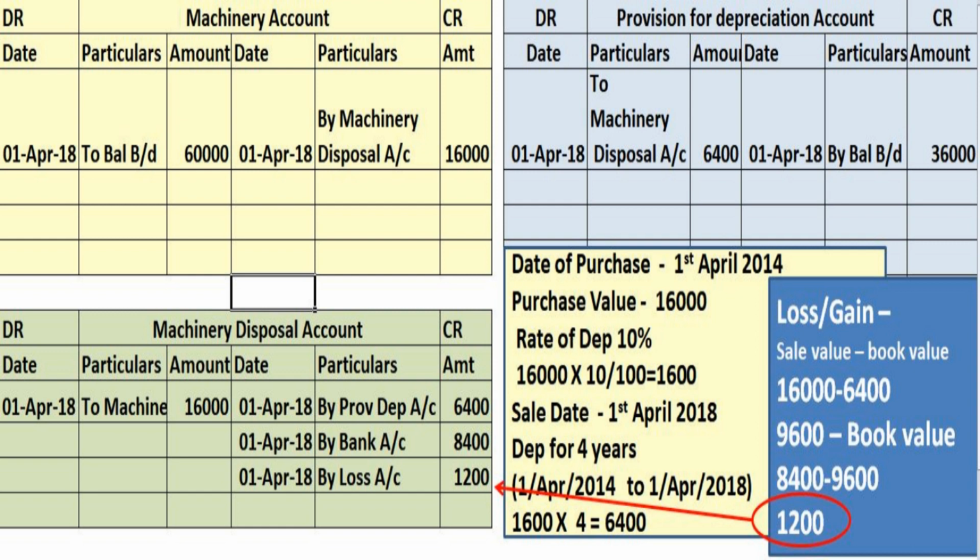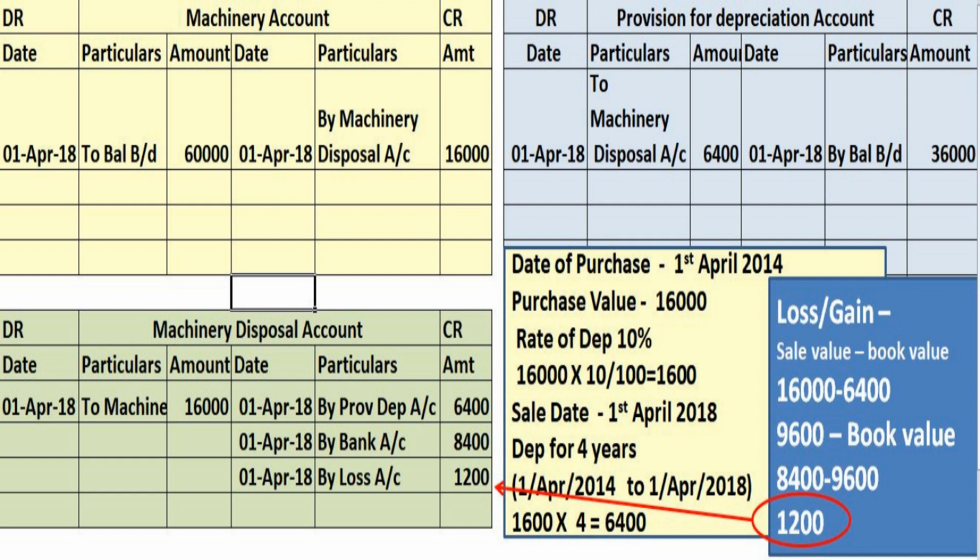16,000 is the purchase value and 6,400 is the accumulated depreciation. So we get 9,600 as the book value. And the disposed value or the sale proceeds amount is 8,400. So 8,400 minus 9,600 comes to negative 1,200. This is a negative balance, which means we have incurred a loss. If the value is positive, then it is a gain.